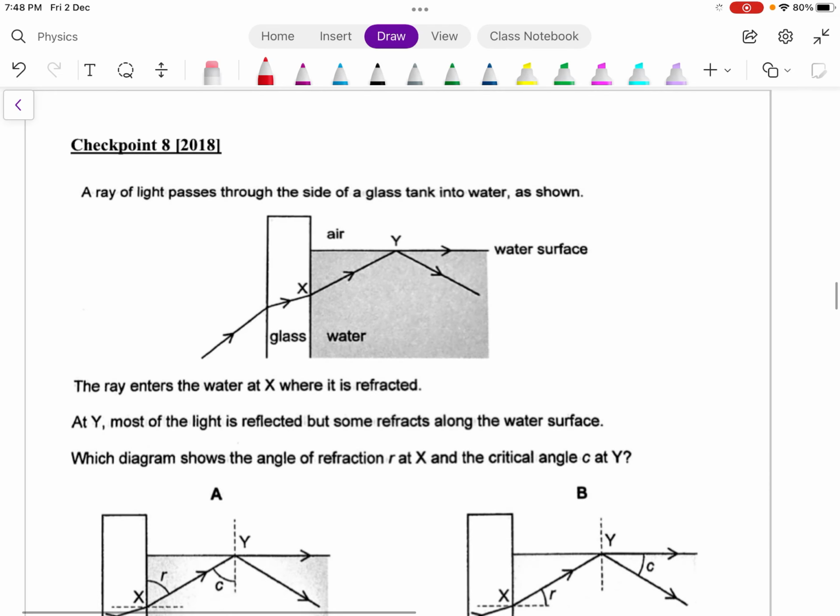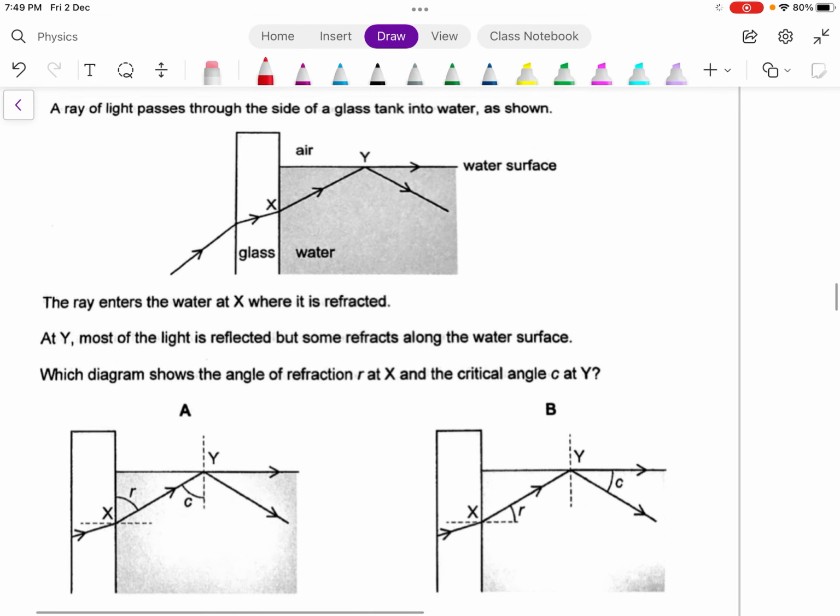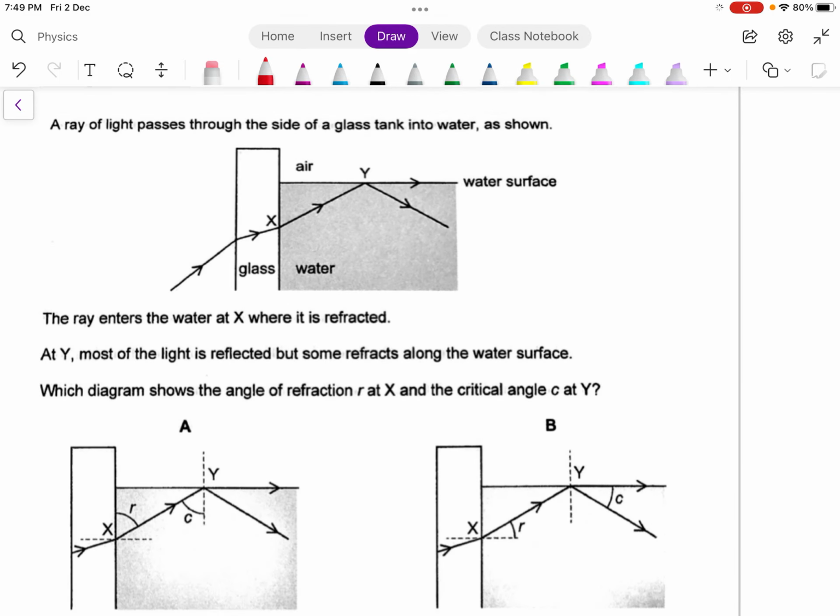Okay, let's move on to checkpoint 8. Checkpoint 8 is a 2018 O-level question where we have a ray of light passing through the side of a glass tank into water. So the ray enters the water at X where it is refracted. At Y, most of the light is reflected. So highly likely this is total internal reflection, but some refracts along the water surface.